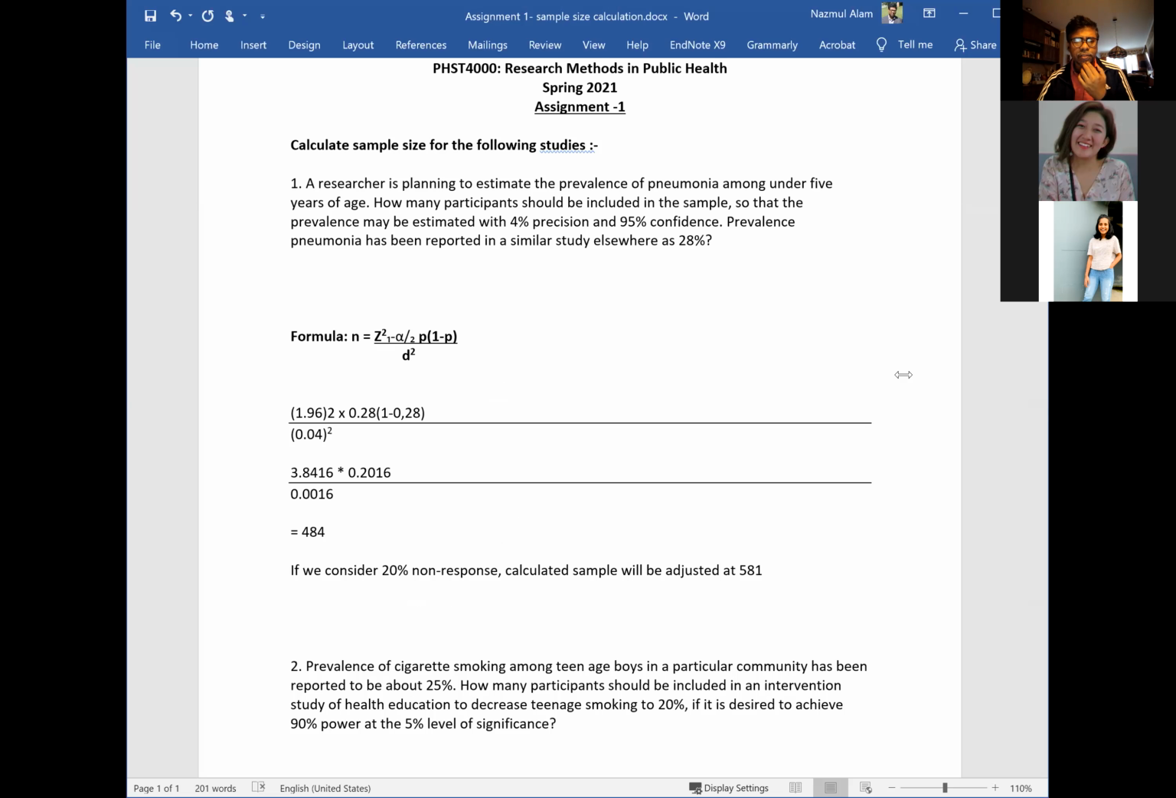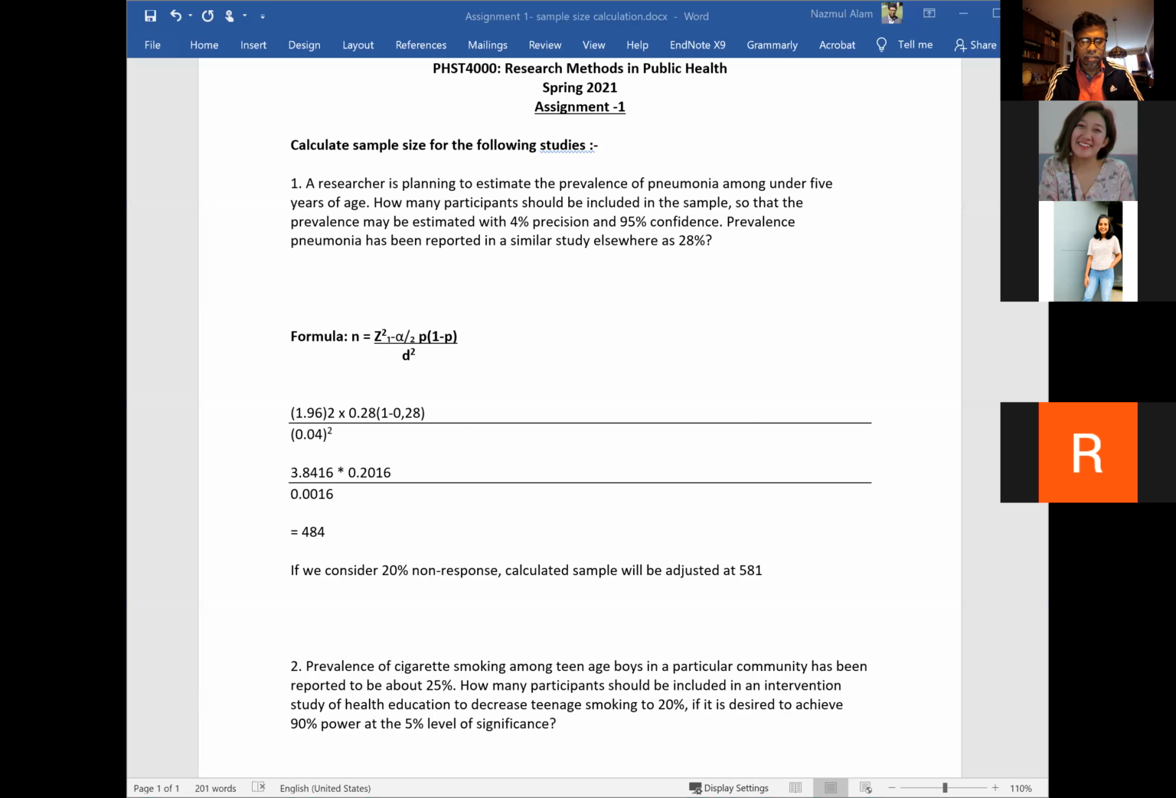Basically, are we adding the non-response or reducing? It's not reduced, you add it. We can do 20 divided by 100 times 484, we'll get one particular number, plus 484, then we will get 581.